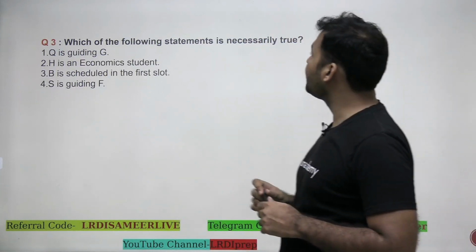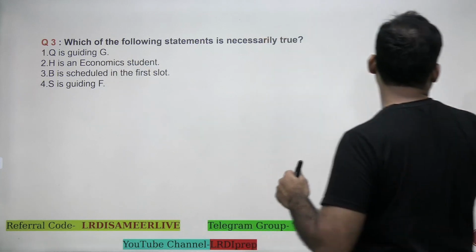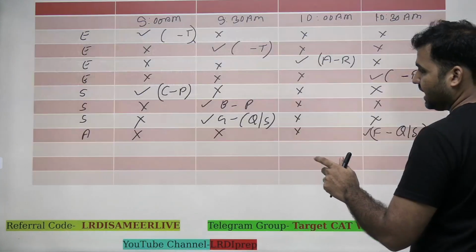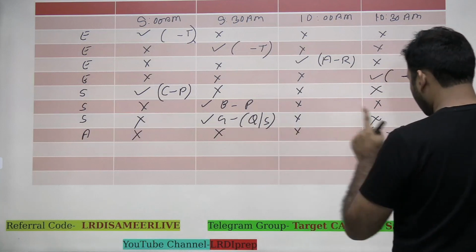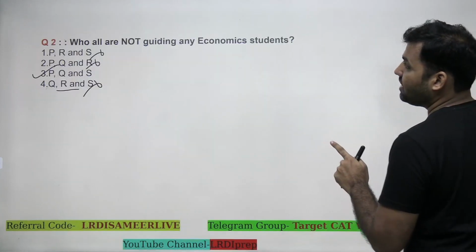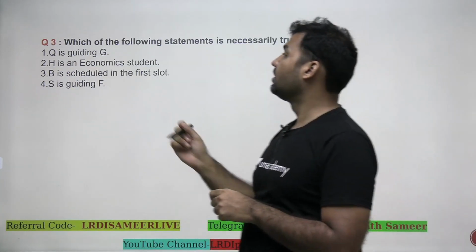Which of the following statements is necessarily true? Q is guiding G. See that we are not sure. Q can be guiding G. Q can be guiding F also. We don't have any information to decide who is the guide of G.